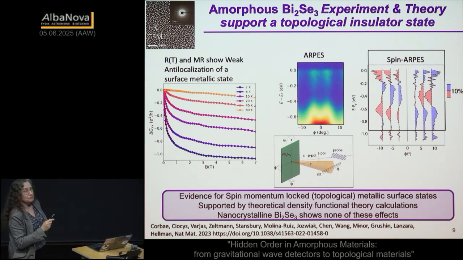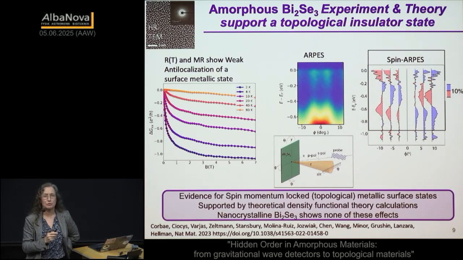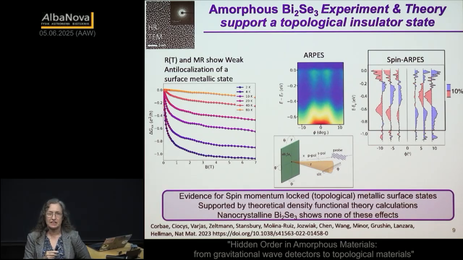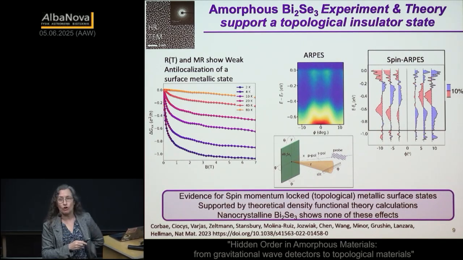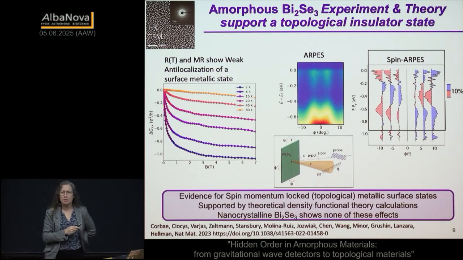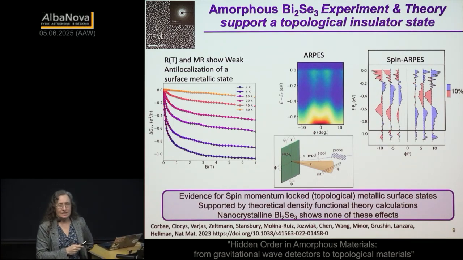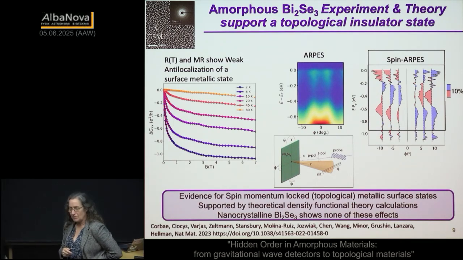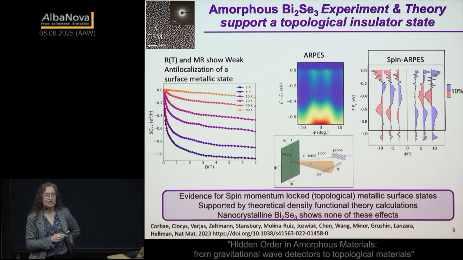Now, to be really exact, and I need to be really exact here because the referee would not accept the paper until we change the title. So if you look up this paper, you will see it is not called amorphous topological insulator. It is called Evidence for Spin Momentum Locked Surface States in an Amorphous Material. Okay, so that was the compromise. We were not going to get this paper published without that change.